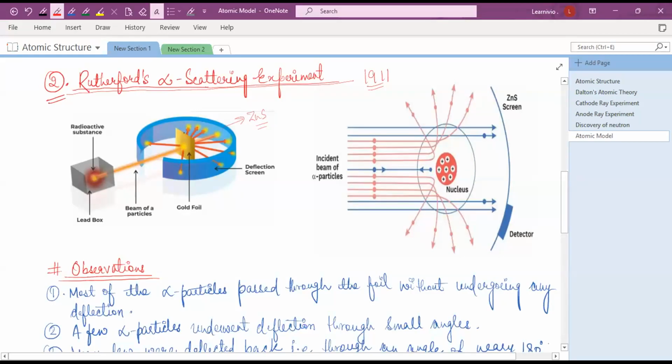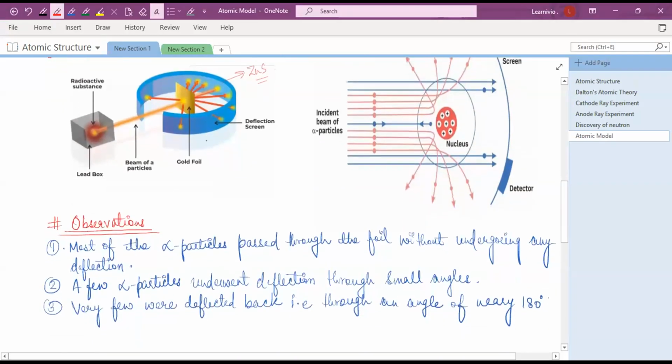This thin gold foil has a circular fluorescent zinc sulfide screen around it. Whenever these alpha particles struck this screen, a tiny flash of light was produced. You can see the tiny flash over here. From this experiment, he made the following observations.